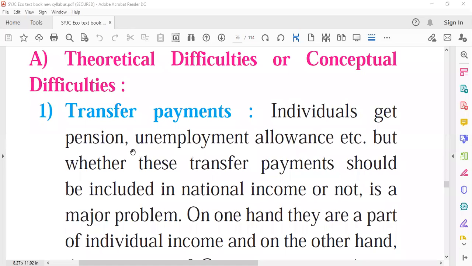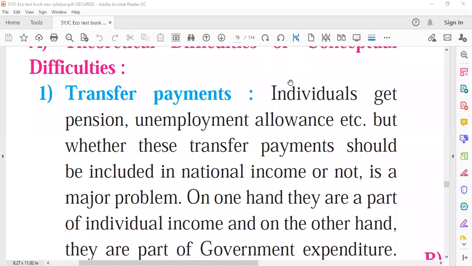Last lecture we had finished with the methods of measuring the national income. In this lecture, we are going to study about various difficulties faced in the calculation of national income. While calculating the national income, we are facing a number of difficulties, theoretical and practical difficulties. First, we will see what are the theoretical difficulties.